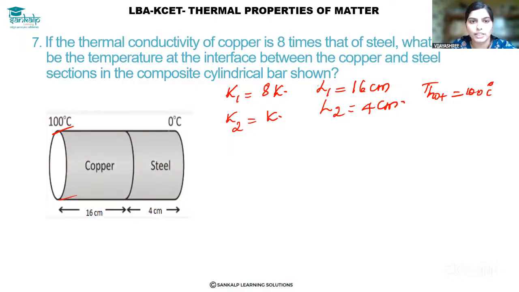T cold is 0 degrees Celsius, which is equal to 0 degree Celsius. Okay, so what do we have to calculate? A means A is the area. A is area which is constant, constant on both sides, which is uniform throughout this cylinder we can say.